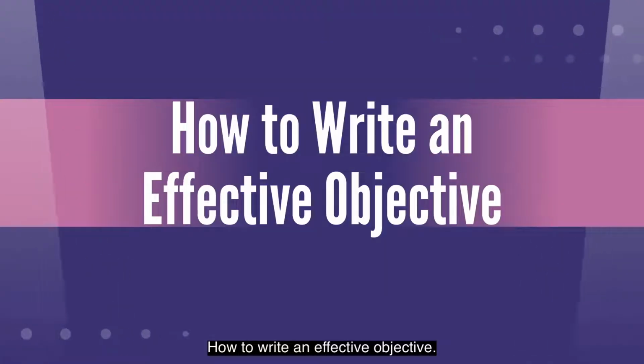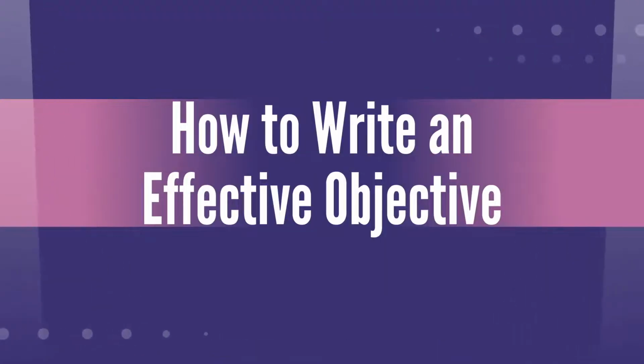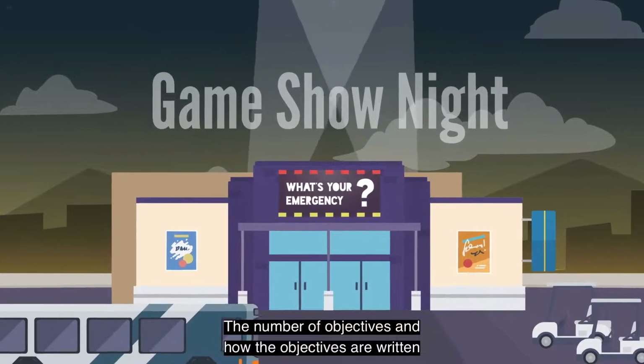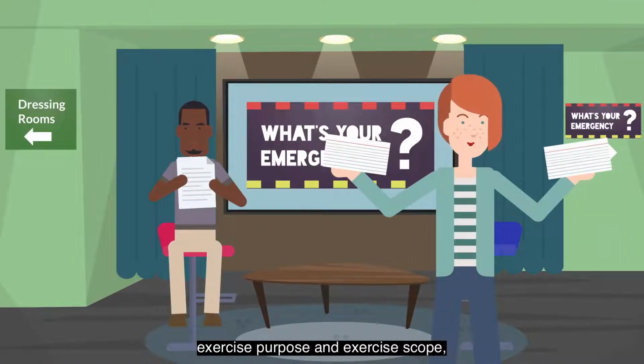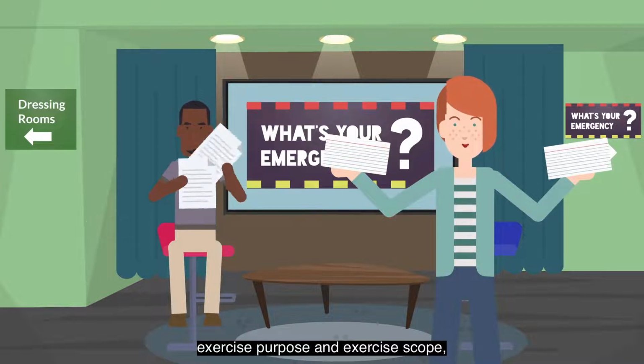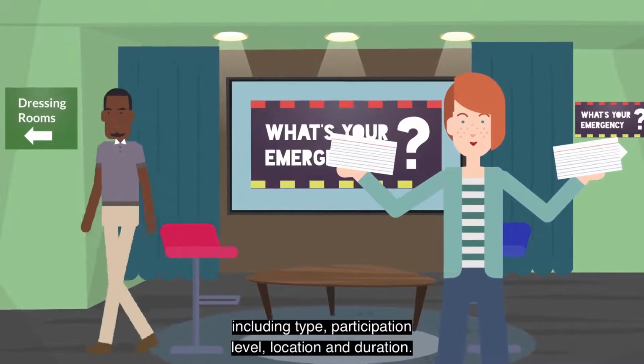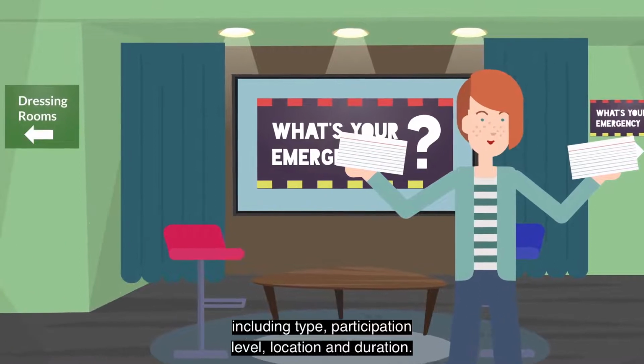How to write an effective objective. The number of objectives and how the objectives are written are influenced by preparedness priorities, exercise purpose, and exercise scope, including type, participation level, location, and duration.